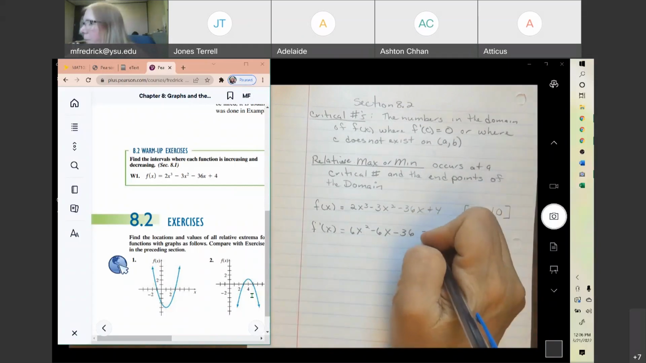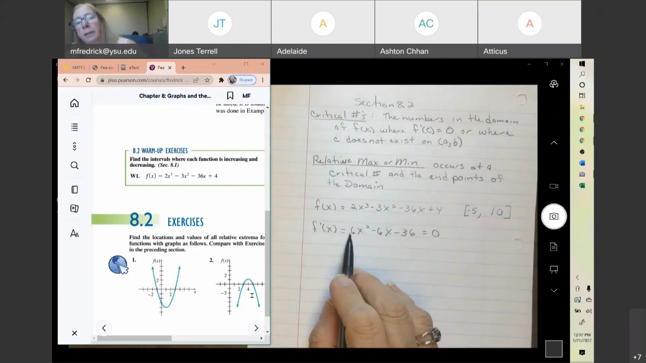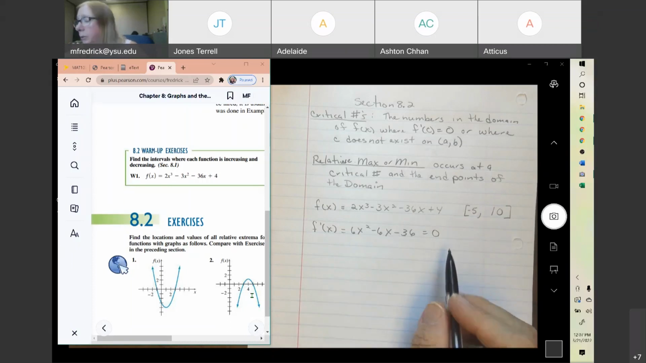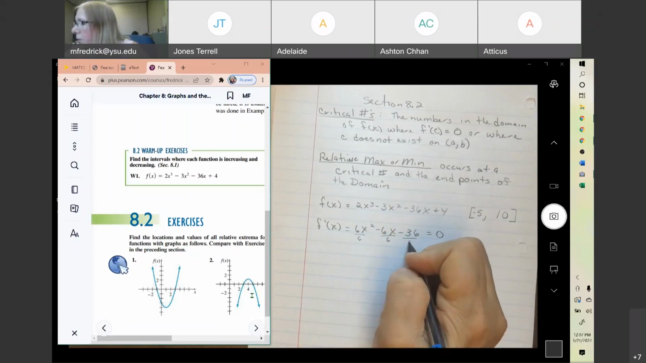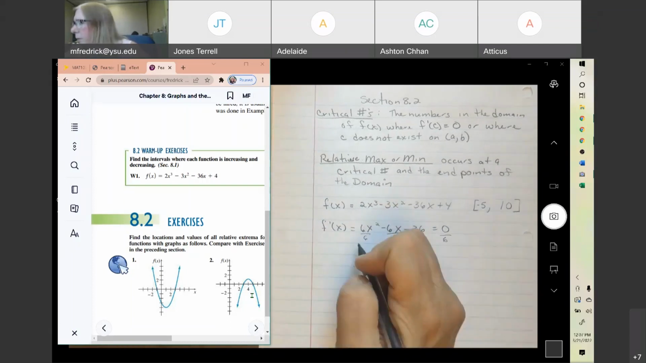Now I want to set it equal to 0 and solve. One way of solving, quadratic formula, because it's x squared. Another way is to factor. Now, factoring when you have a number in front is a little more complicated, but notice this is all divisible by 6. I can get a lot smaller numbers. As long as you have an equation, you can divide it out. Otherwise, you'd have to factor it.